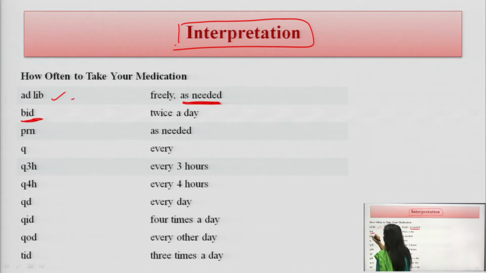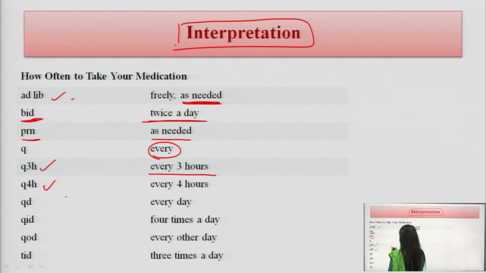Similarly, this is very popularly used, BID. It means twice a day. If any formulation is taken 2 times a day, it is written like BID. Similarly, PRN, as needed. Q means every. So there are terms like Q3H, Q4H, meaning every 3 hours, every 4 hours. So there are many more.